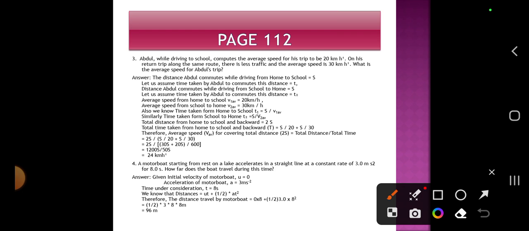See, we have initial velocity, that is 0 because it is starting from rest. Now acceleration is given to us, that is 3 meter per second square. Time under consideration which is given, we have t is equal to 8 seconds. Okay, so we know that distance is equal to ut plus 1 half at square. So the distance traveled by the motorboat, if you put the data, you will get 96 meter.